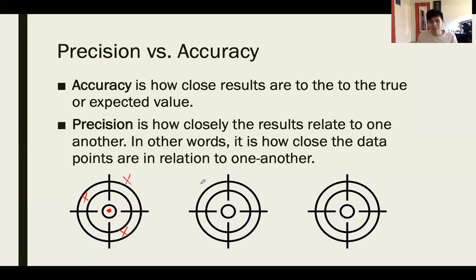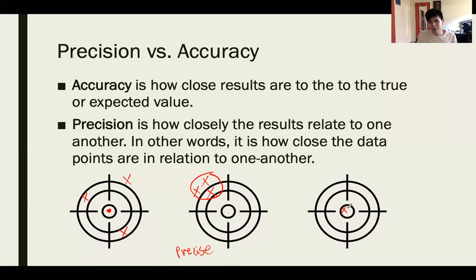On the other hand, let's look at the middle target. Let's say I got this here. We can see how the points are relatively clustered together very nicely, so we know that this is precise. However, it's still not accurate because we're not getting the bullseye, being the expected value.